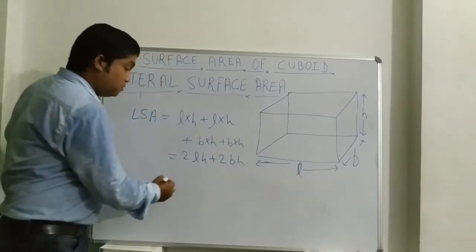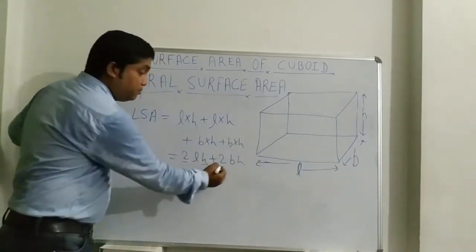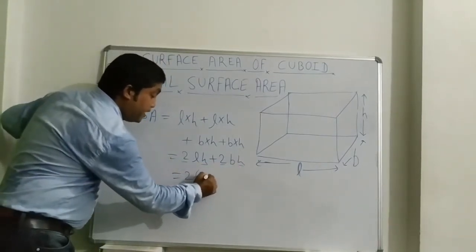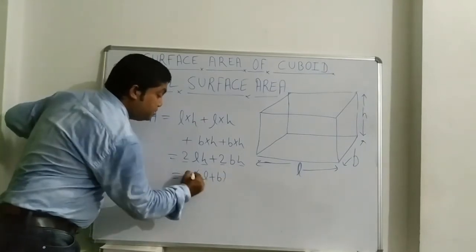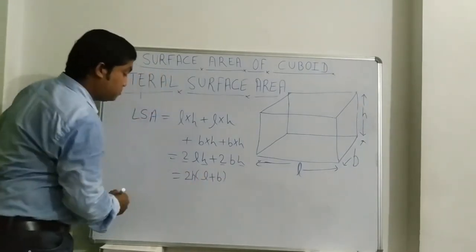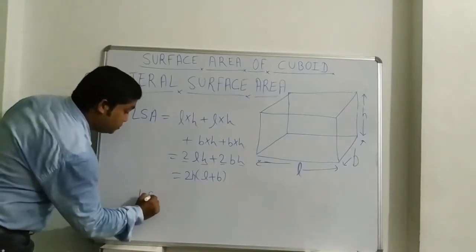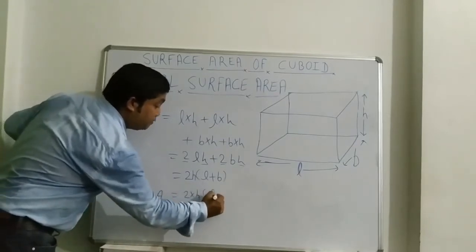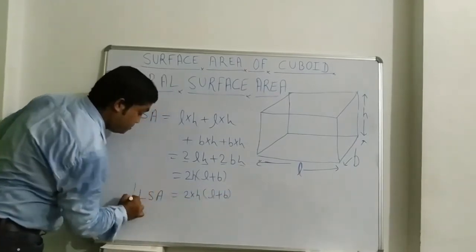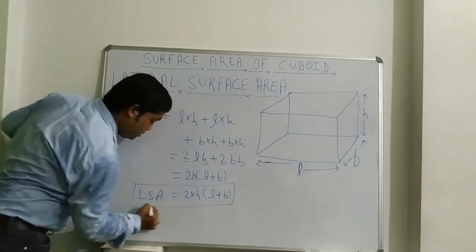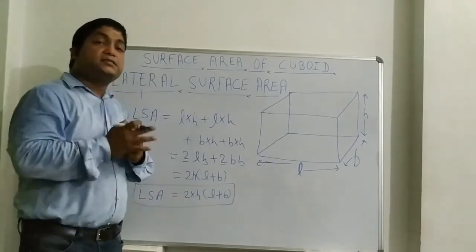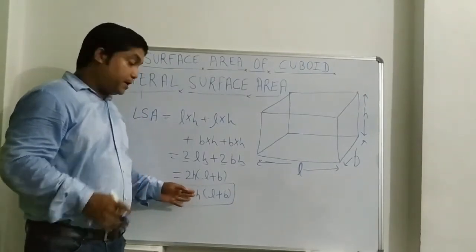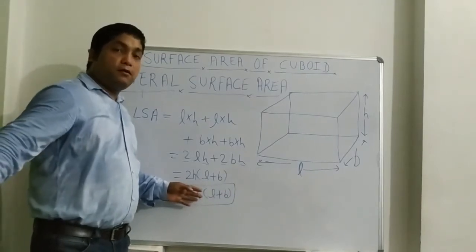On taking 2 and H as common, because both have 2 and H in common, we have 2H into (L plus B). So LSA is equal to 2 into height into (L plus B). This is the formula of LSA. The lateral surface area of a cuboid is equal to 2 into height into (L plus B).